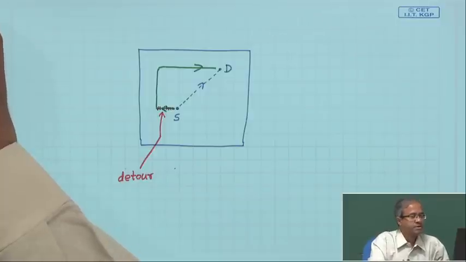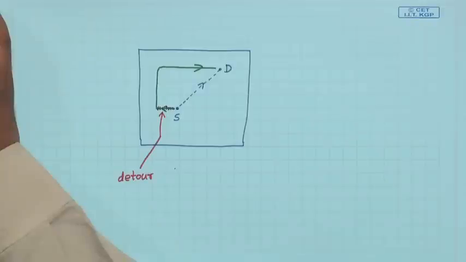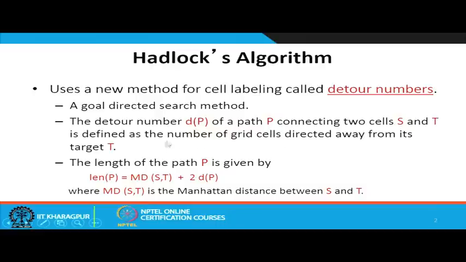So, the detour number of a path P that connects two cells is defined as the number of grid cells directed away from the target. You look at the entire path and find out in how many grid cells you are actually moving away from the target; that will be your number dP.